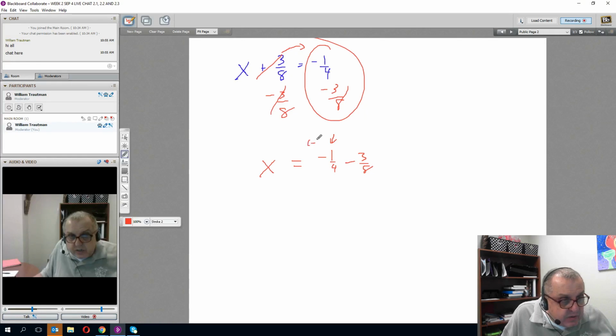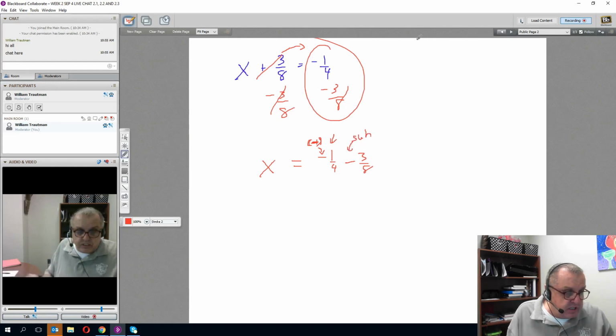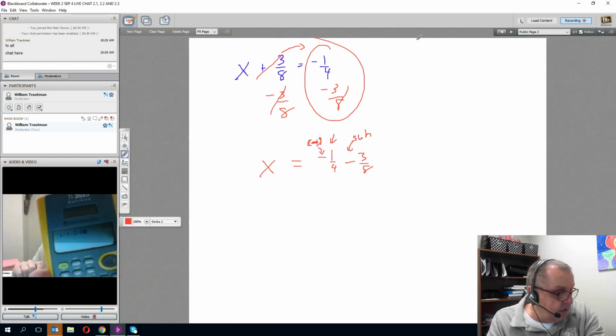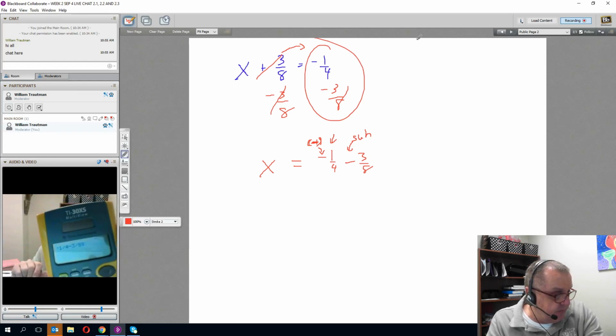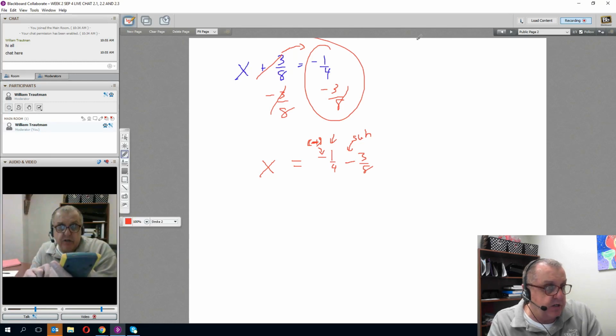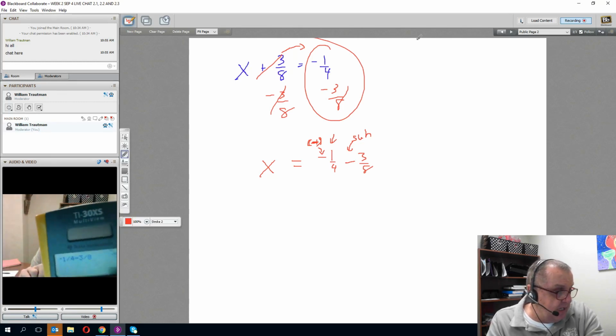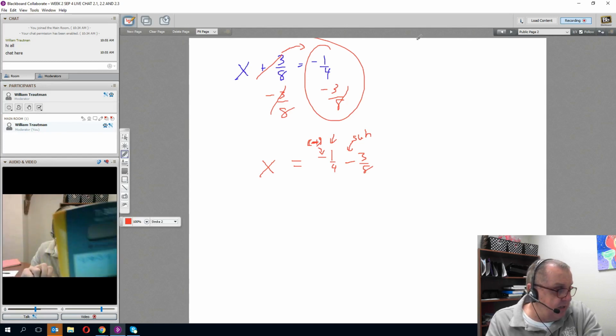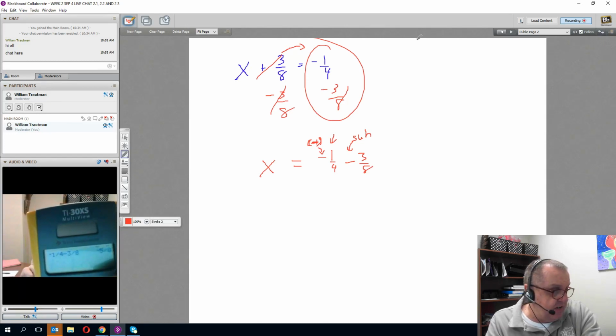So this is the little negative symbol on your calculator. This is a subtraction symbol on your calculator because there's a number in front of it. Negative 1 ND4 minus 3 ND8. That's what it looked like when I typed it in. Then I hit enter, and it gives me the answer. The answer is negative 5/8.